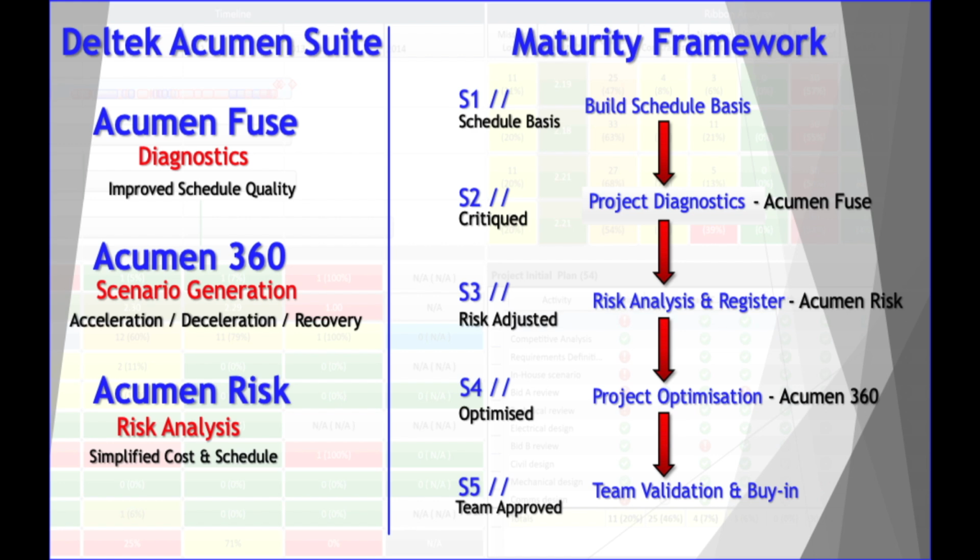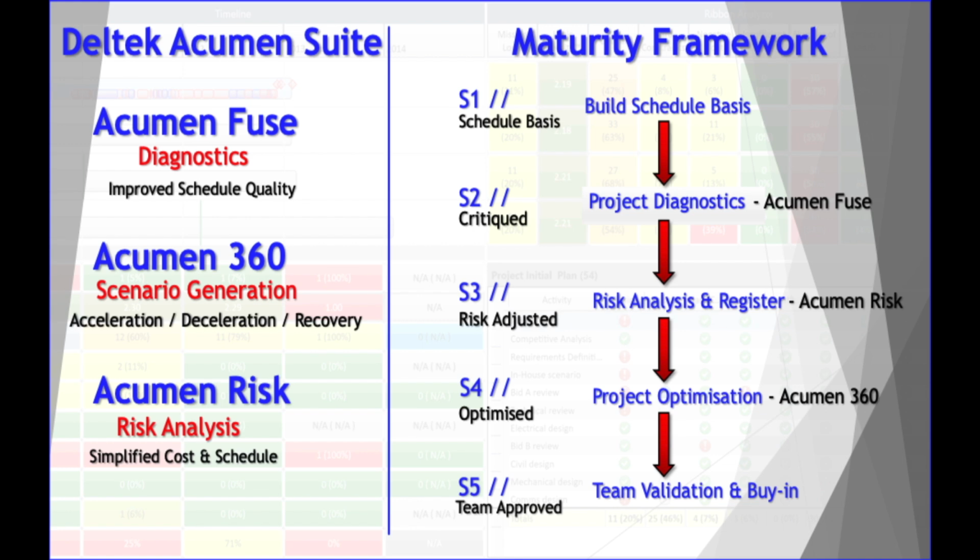S1, the project base. The non-validated schedule. S2, critiqued. This is the use of schedule diagnostics to identify and correct schedule problems. Then S3, risk adjusted. Risk analysis to mitigate identified schedule risks. S4, optimized. Develop cleansed scenarios to accelerate and optimize the schedules. S5, team aligned. Confidence in the forecasted dates is improved and team buy-in on the critiqued, risk-adjusted and optimized schedule is obtained.